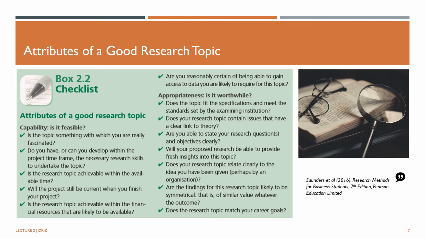Now that you know why this step is important, let's take a look at what makes a good research topic. There are 2 important attributes of a good research topic. Your research needs to be feasible and worthwhile. Among the aspects of feasibility is that the topic will sustain your interest and stimulate you to produce good work. However, fascination towards the topic alone isn't enough. You also need to consider whether or not you can complete the research in the amount of time given, and will the findings be current by the time you finish, as well as the availability of data and financial resources.